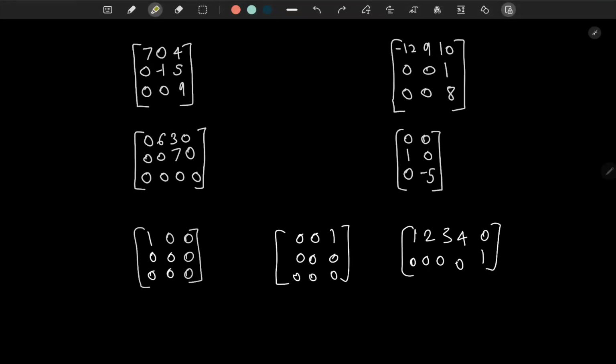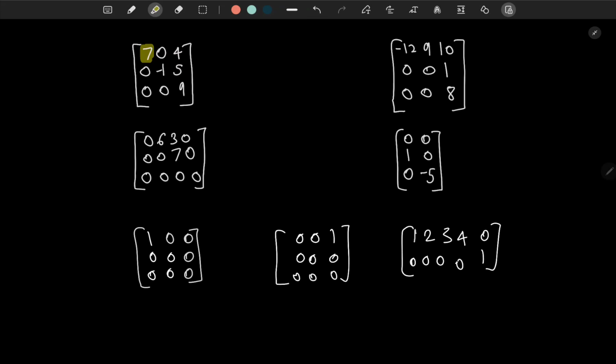So in this video, we'll be going over row echelon form, which is known as REF, of a matrix. In our first example, we have a 3 by 3 matrix, and the first step we have to do is look for the first non-zero element in the first row, which in our case is going to be 7.